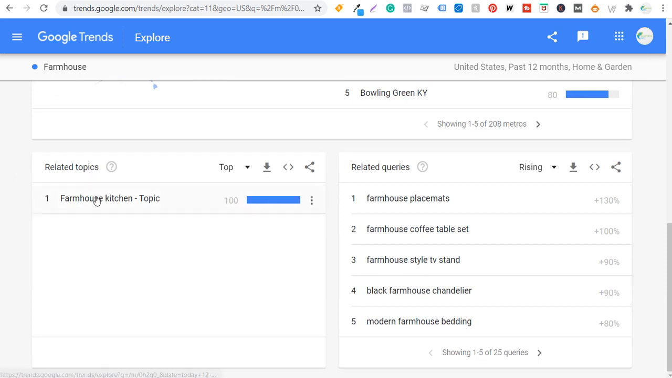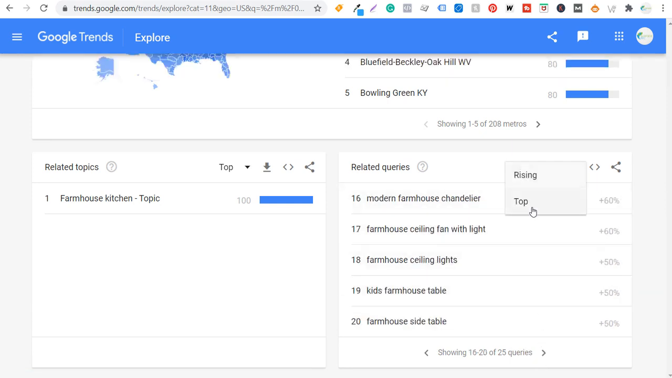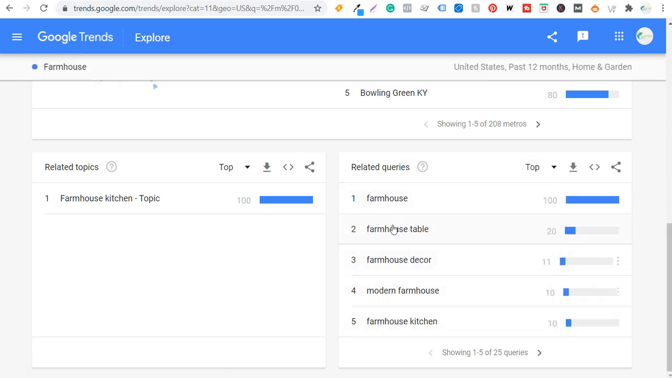Now, related topics, they only have farmhouse kitchen here, but you can see related search queries, farmhouse placemats, farmhouse coffee table set. So I can use this information as I'm sharing things to social media, as I'm creating new content. I can see what people are looking for. So there's 25 different search queries here. I can download the data, or what I can do is also come to top and look at the top 25 queries related to farmhouse. So making sure I have content on my website for all of these different search queries is going to help me drive more traffic to my website.